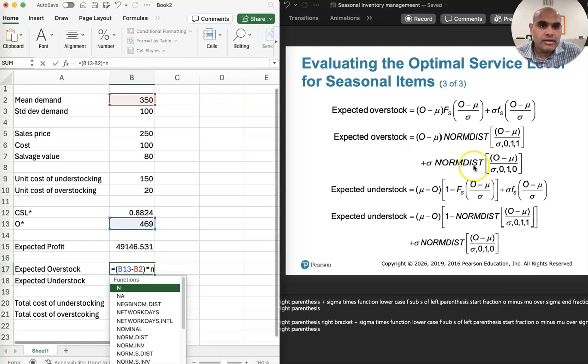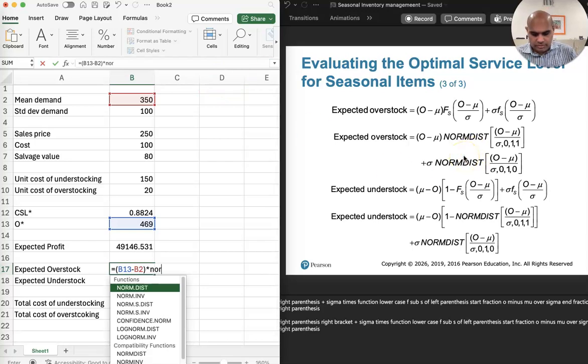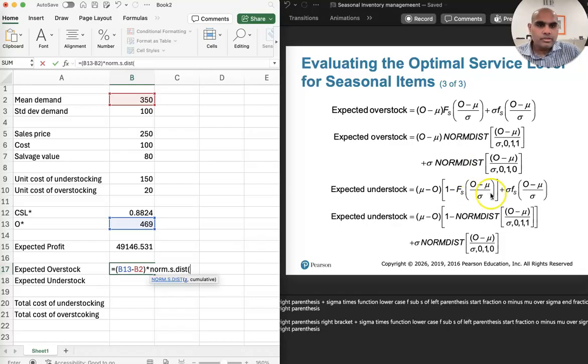No, that's the standard normal distribution. So NORM.S.DIST of (O minus mu) over sigma, and this is cumulative, comma 1. So that's the standard normal distribution part for the first part.